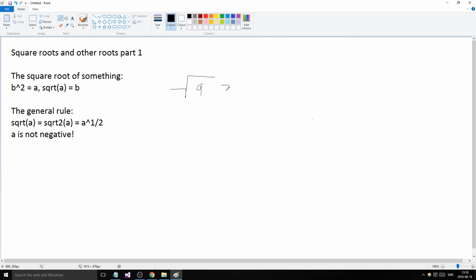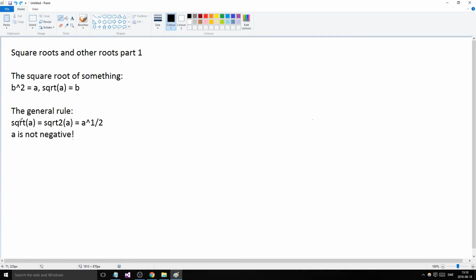So like this, square root of 9 equals 3, right? Because 3 multiplied by 3 equals 9. So this means 3 to the power of 2 equals 9. So that is the general rule here. And that's how you write it, by the way.